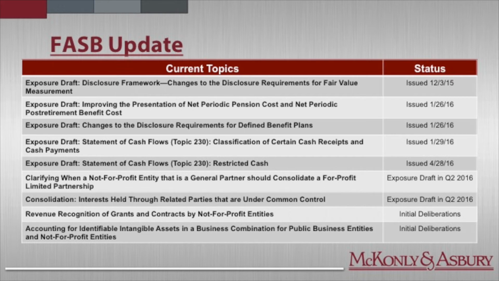And then in terms of, they're looking at the statement of cash flow for certain cash receipts and cash payments and how we classify them, and restricted cash as well in terms of the cash flow. But then when you get down to the middle of that page, clarifying when a not-for-profit entity that is a general partner should consolidate a for-profit limited partnership.